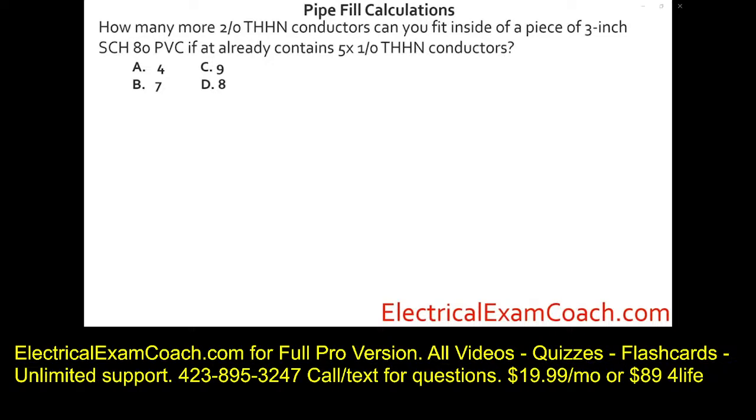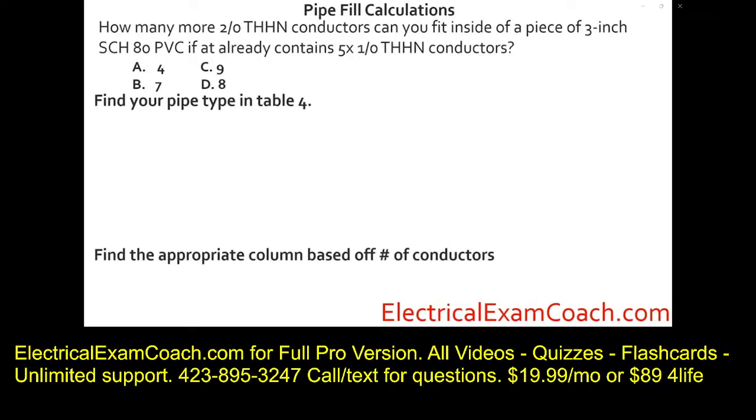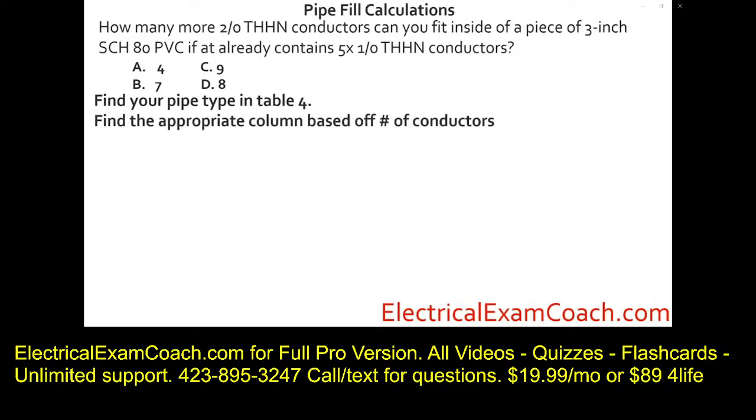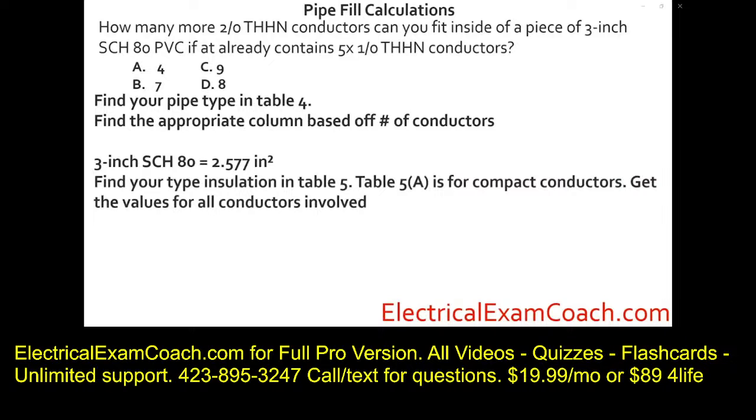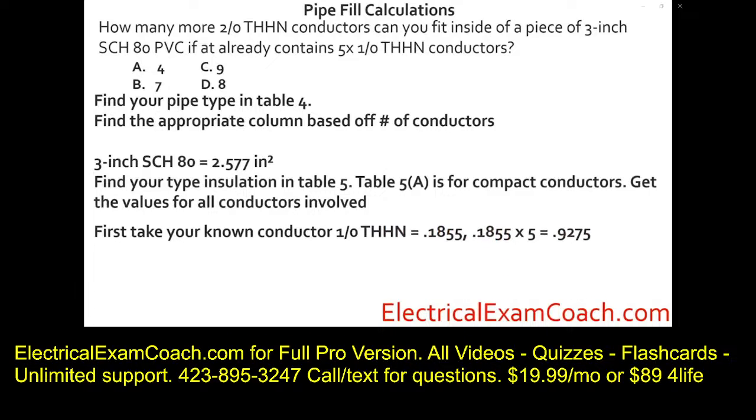How many more 2-aught THHN conductors can you fit inside of a piece of 3-inch Schedule 80 PVC if it already contains 5 1-aught THHN conductors? Well, what we're going to do is go to Chapter 9, Table 4 and find our pipe. Then we're going to find the appropriate column based off of our number of conductors. And we're going to find that for 3-inch, here is the value. Then we're going to go find our type of insulation in Chapter 9, Table 5. Go ahead and get all of the values for conductors that are involved.